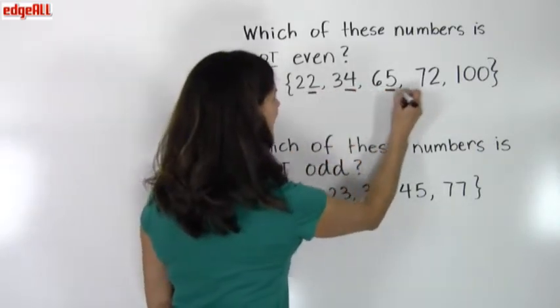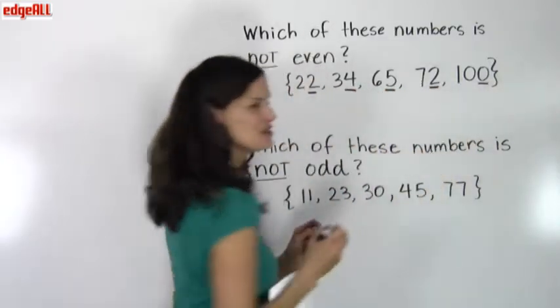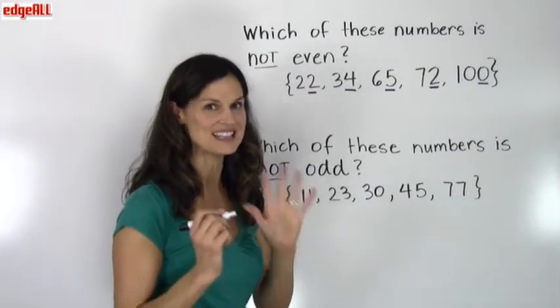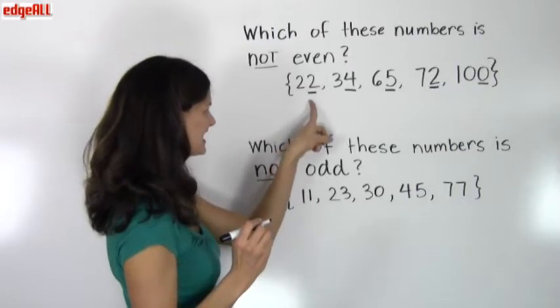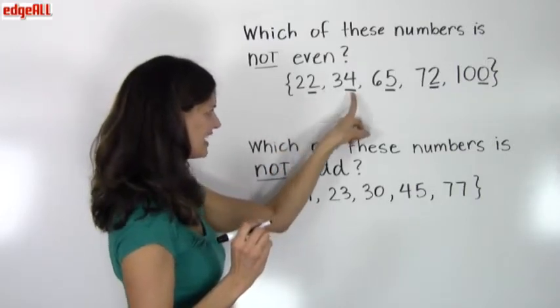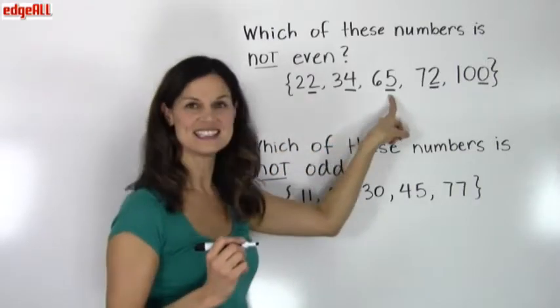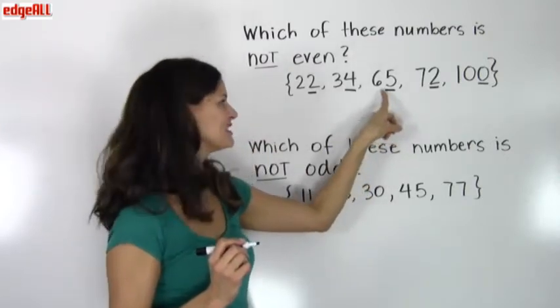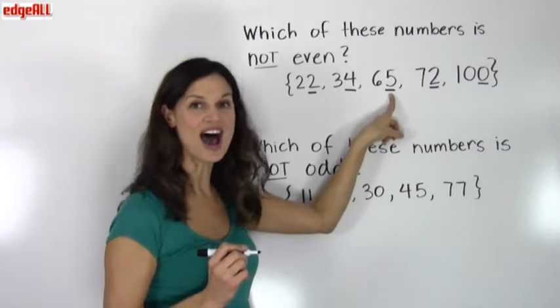I'll underline them so that we know exactly which digit we're looking at. And if it's a 2, 4, 6, 8, or 0, it's even. So yes, yes, no. This 5 here is not a 2, 4, 6, 8, or 0. So the 65 is our odd number.